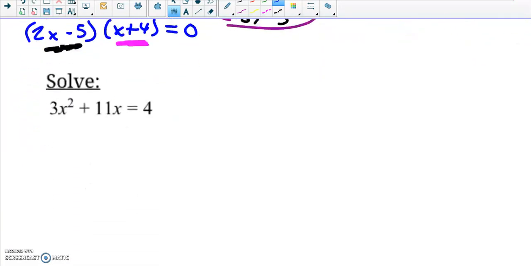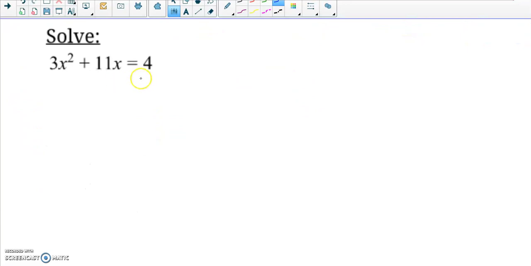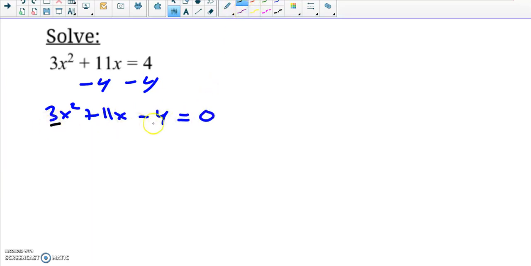Okay, let's look at one more example here. The difference here I want you to notice is that it's not all equal to 0. So before we do anything, when we're solving a quadratic, it's always a good idea to make sure that it's equal to 0. Okay, so now it's all equal to 0. And I can try and factor it. Multiply 3 and negative 4 to get negative 12. What multiplies to negative 12 and adds to 11?